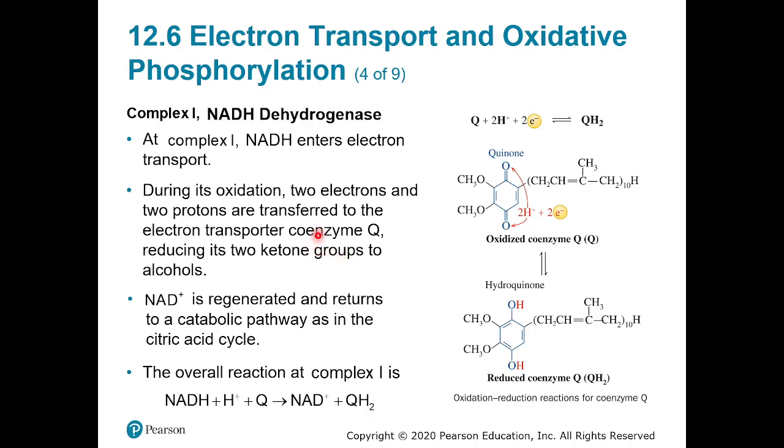This is going to be transferred to that coenzyme Q. It's going to reduce these 2 ketone groups right here to alcohols, which is hydroquinone. And typically that's just known as QH2 because that's just easier. Okay? And that's what that looks like right there. Now, notice that that right there is the reduced form, isn't it? This up here is the oxidized form. Okay, this is the higher energy form.